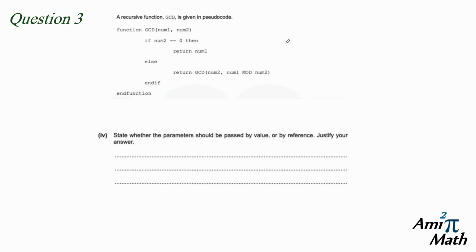Okay, question 3. A recursive function GCD is given in pseudocode. State whether the parameters should be passed by value or by reference and justify your answer. So we can read this code. Function GCD takes in num1 and num2, and these are your parameters. If num2 equals 0, then return num1, else return GCD(num2, num1 mod num2), end if. So we would use by value as the original values do not need to be modified.